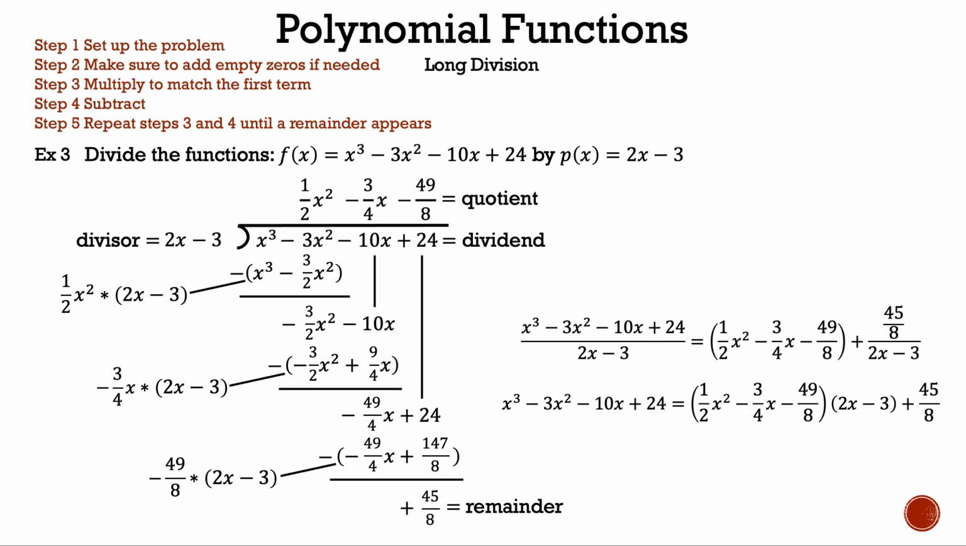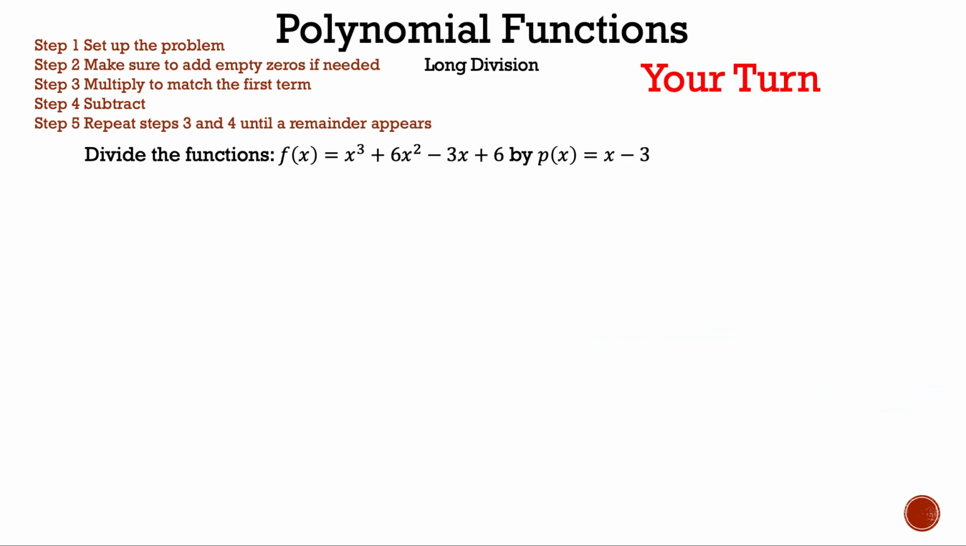Basically, we multiply each term in the first method by the divisor, in this case 2x minus 3, to get the second method. Each one is useful in its own way. That is example 3. Now it is your turn, so go ahead and pause the video here so you can take your time to answer this question, and I'll show you the result in 3, 2, and 1.